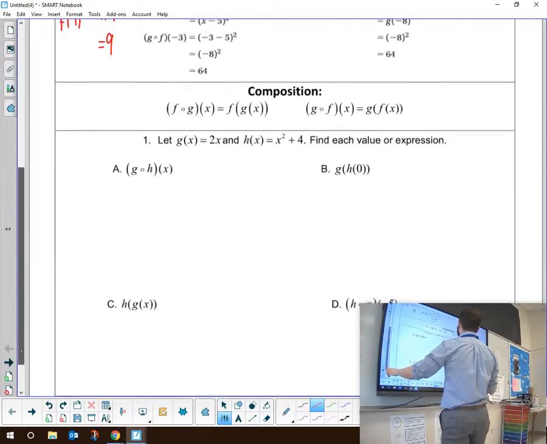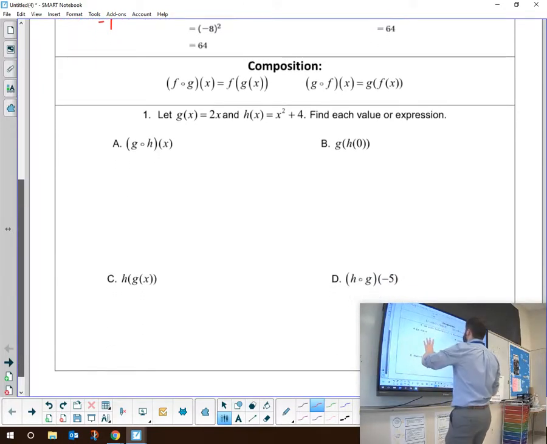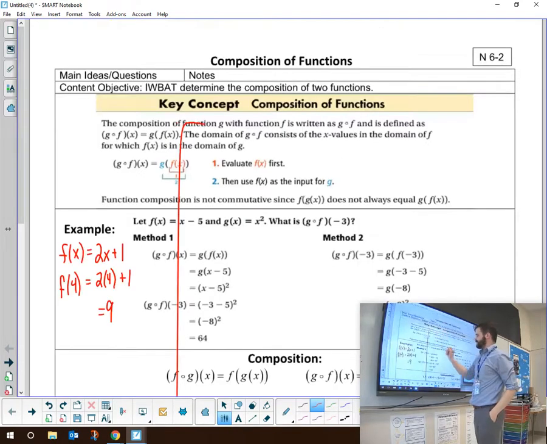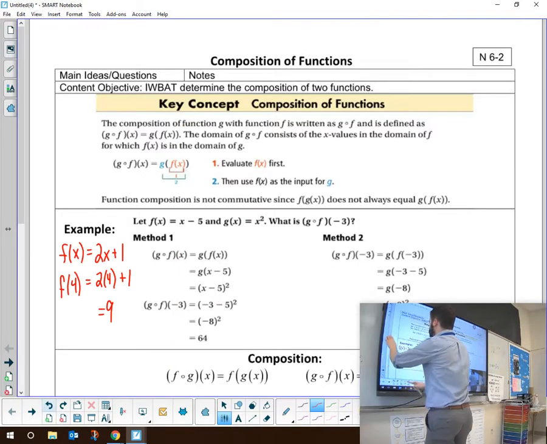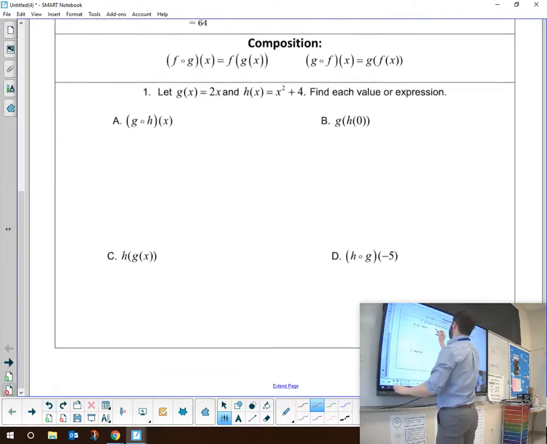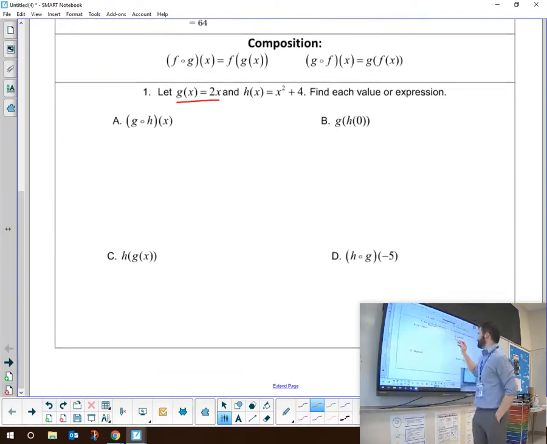So let's go down here, and we have our two functions. My first function is g of x equals 2x. My second function is h of x equals x squared plus 4. So we have two functions, and we're going to try some composition.